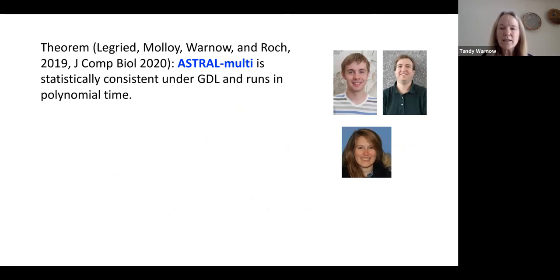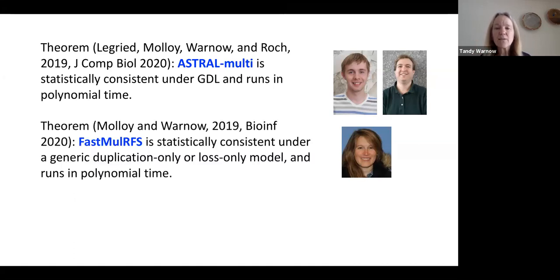by Sebastian Rock and his student Ben Legreed, as well as Erin Malloy and myself. And it proved that ASTRAL-Multi was statistically consistent. Remember, ASTRAL is designed for ILS, but the multi-individual version was provably statistically consistent under gene duplication and loss and runs in polynomial time. First proof.